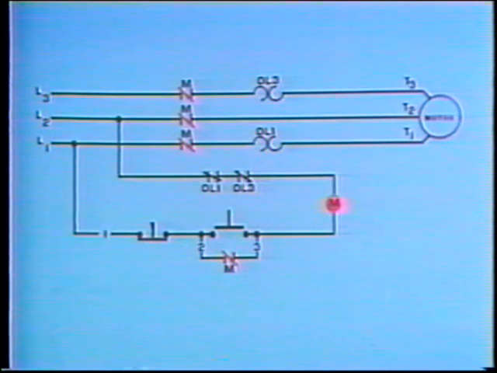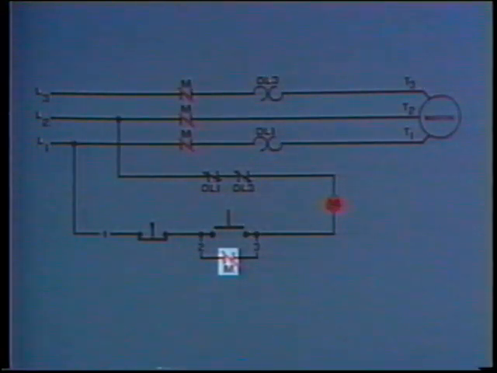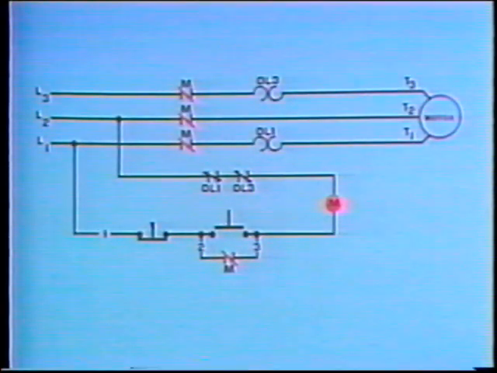When the start button is released, it returns to its open position. But the maintaining contact remains closed, keeping a complete circuit through the magnetic contactor's operating coil. The contactor, therefore, remains closed and the motor continues to operate. Now that the electrician knows how the motor controller operates normally, he has to find out why it's not operating correctly. He does this by dividing and conquering.